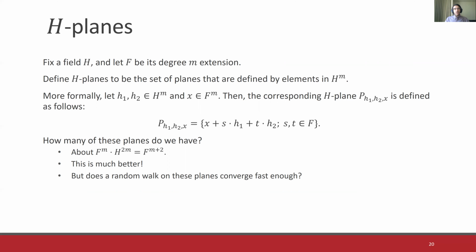So how many of these planes do we have? The total number is F to the power M plus 2. And this is much better. But we need to make sure that a random walk on these H-planes converges fast enough.